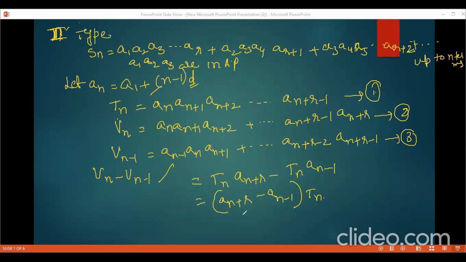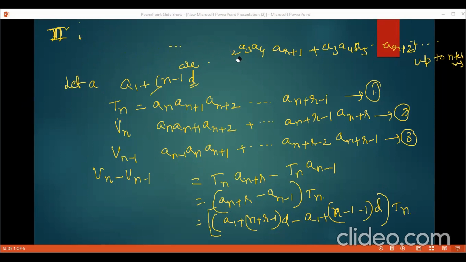Can we expand this? So an plus r is a1 plus (n plus r minus 1) into d, minus a1 plus (n minus 1) into d, right? So this total thing should be in brackets, multiplied by Tn. Correct? Now I am simplifying this. What do we get now?